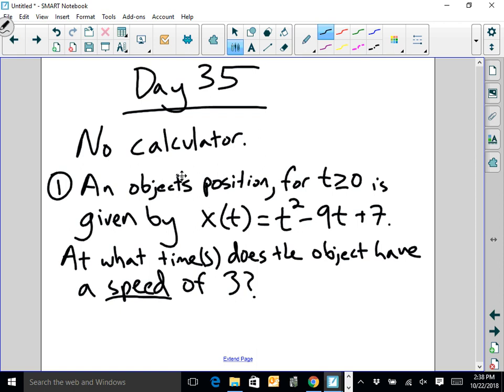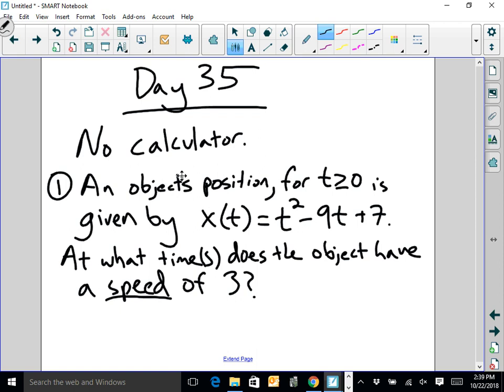I want to know when we have a velocity of 3 or negative 3. So we need to understand that speed is the absolute value of velocity. So there are two different velocities that could give us a speed of 3, positive 3 and negative 3. Another problem here is I don't have the velocity equation. I only have the position equation. Well, that's no real problem, even without a calculator.